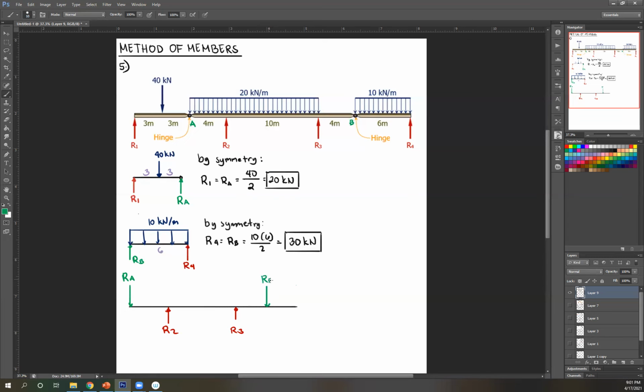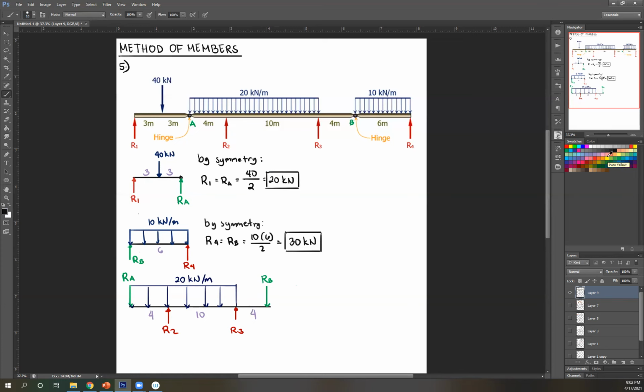Okay, RB. And then we have an external load from A to R3. And that is equal to 20 kilonewton per meter. And then distances, this is 4, this is 10, this is also 4. Okay. So now the goal is to get R2 or R3.